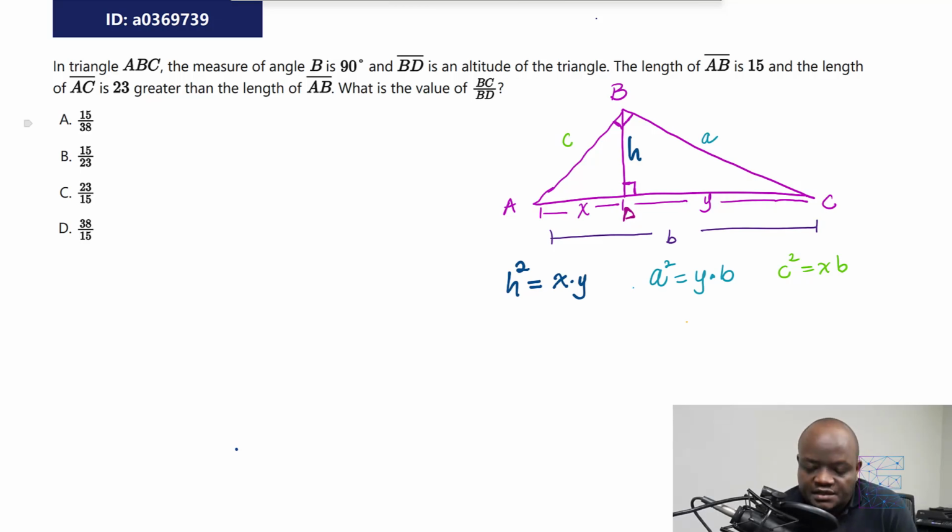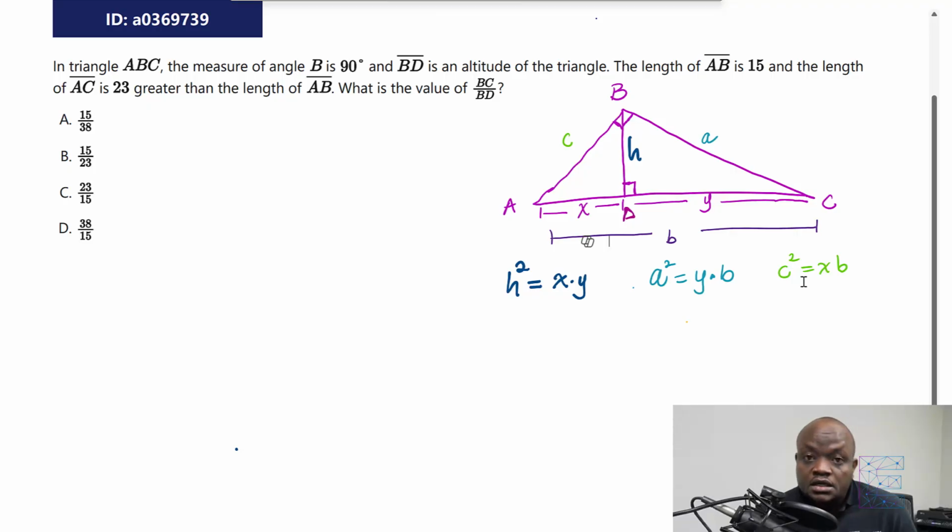Now, to find different lengths in this triangle, you're going to need to know these three rules that I've just written down here. There's this rule here, h squared equals x times y, to find the altitude. To find the hypotenuse of the middle triangle, it's a squared equals y times b. And then to find the hypotenuse of the smallest triangle, it's c squared equals x times b.